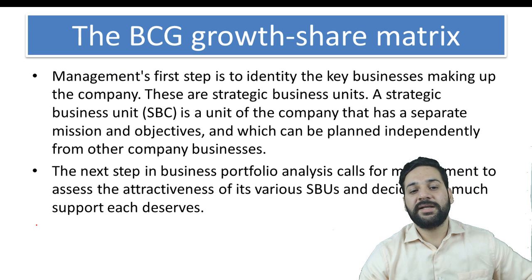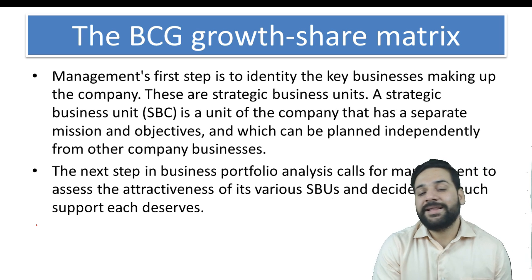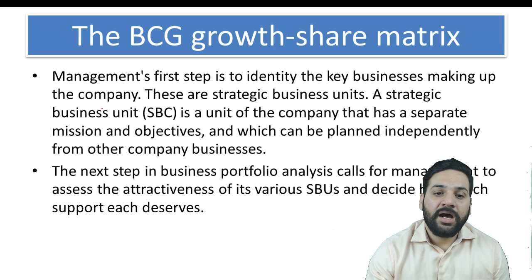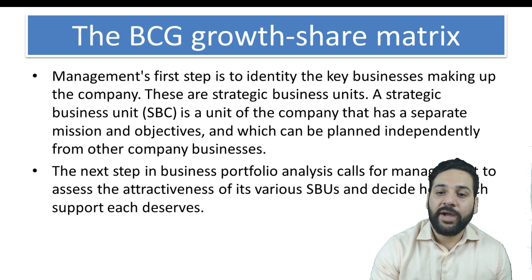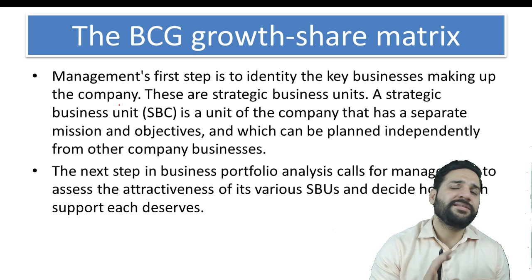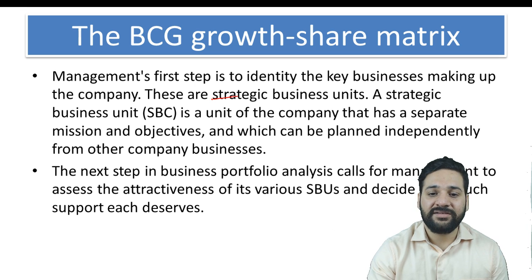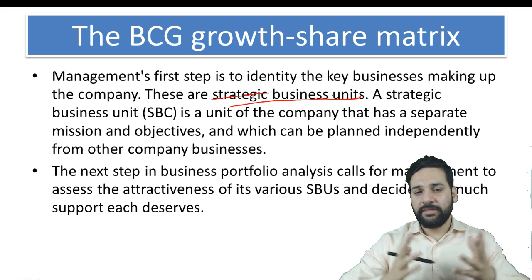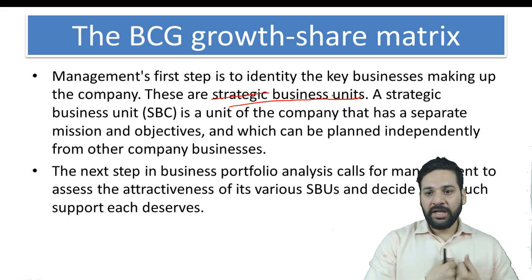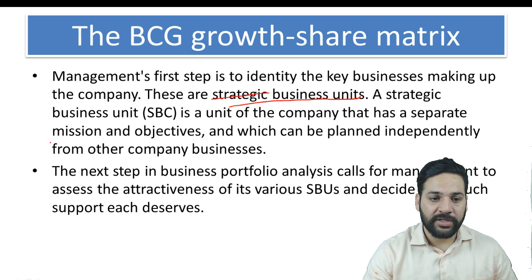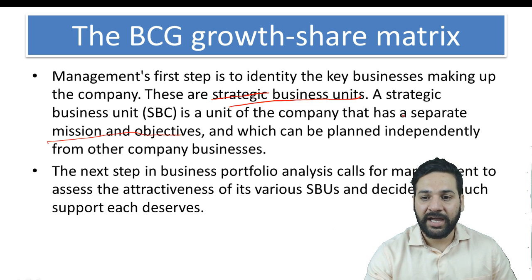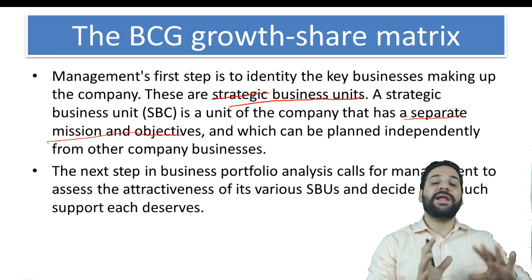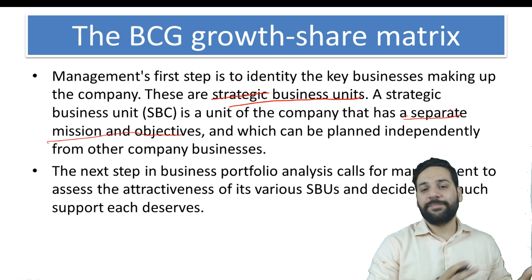So the BCG Matrix, as I already told you by taking the Apple example, the management's first step is to identify the key businesses making up the company, or the basic step is to identify the strategic business unit. A strategic business unit is a unit of the company, let's say in Apple, the smartphones, that has a separate mission and objectives, and which is planned independently from other company businesses.